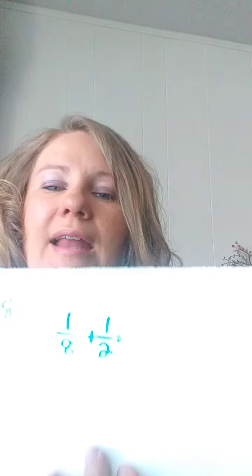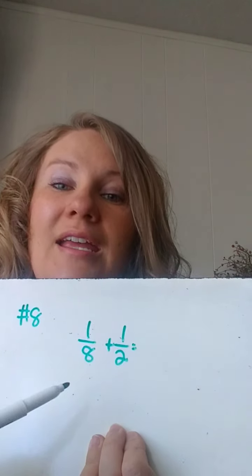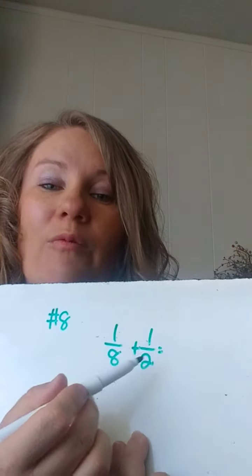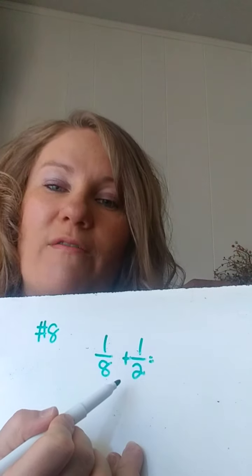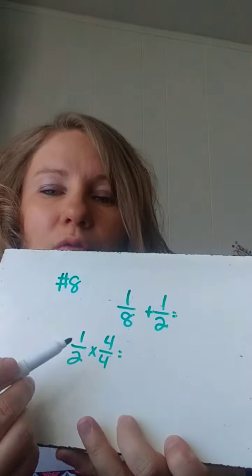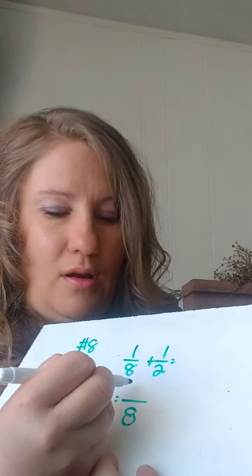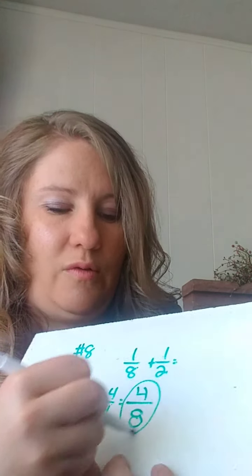All right, number 8, reduce when possible, 1/8 plus 1/2. All right, now they don't have a common denominator, so we need to find a common denominator. 2 and 8 will go into 8, so we'll do that. To find that, we'll need to multiply 1/2 by 4/4, because 2 times 4 equals 8. So let's go ahead and do that. So we'll have 1/2 times 4/4 equals, so 2 times 4 is 8. 1 times 4 is 4. So that will give us our 1/2.